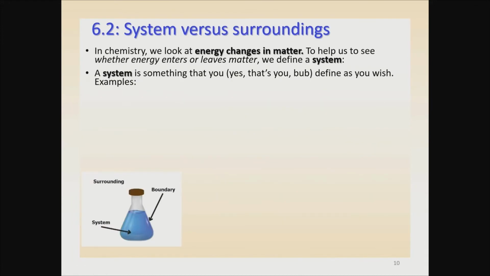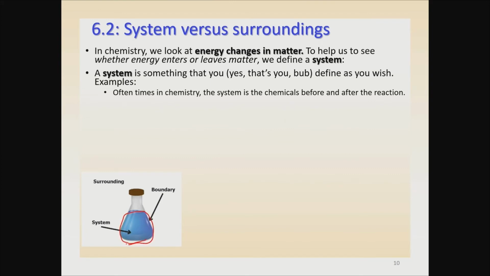Okay, so now we need to talk a little bit more about how we go about figuring out how energy is transferred from one object to another and how we go about measuring that amount. And so what chemists like to do to help us understand this is to define something called a system. So I need to talk about that. A system is something that you define as you wish. So let me give you an example of a system. Let's say you have some chemicals in a flask here. And so here the chemicals are blue here.